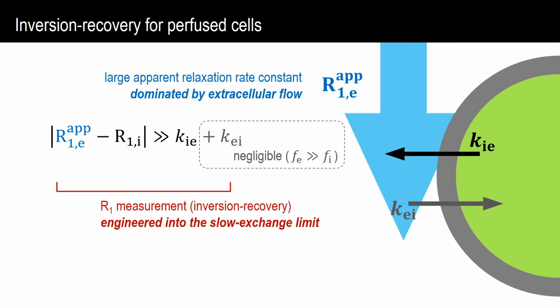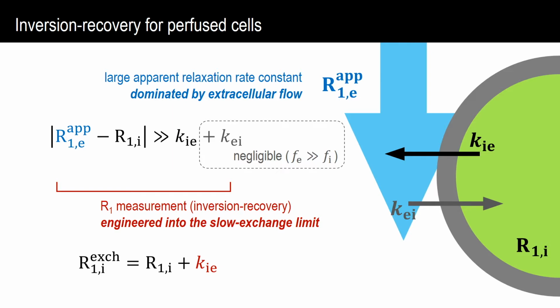where the inversion recovery curve will have a bi-exponential form. And by bi-exponential modeling of the curve, we can derive the effective R1 for the intracellular water, which consists of two terms: the intrinsic R1 for intracellular water and KIE, the exchange rate constant along the intra to extracellular direction.